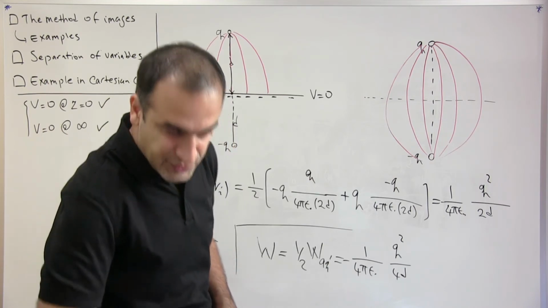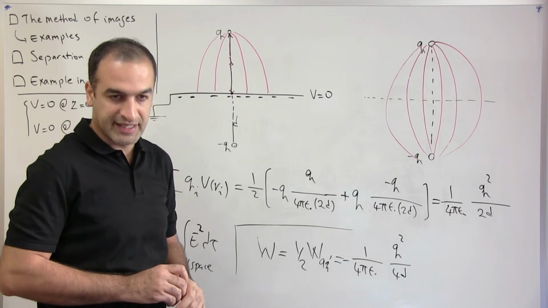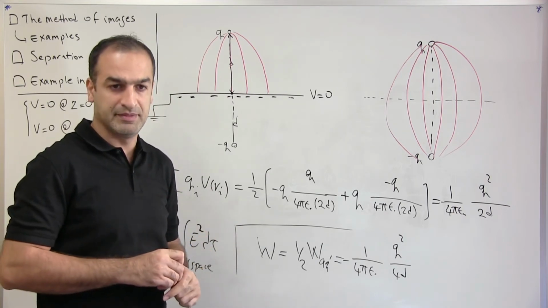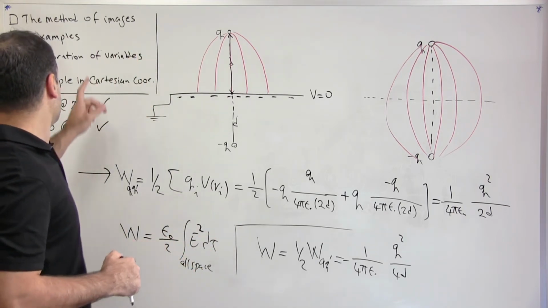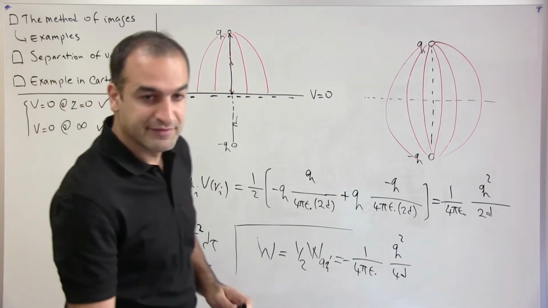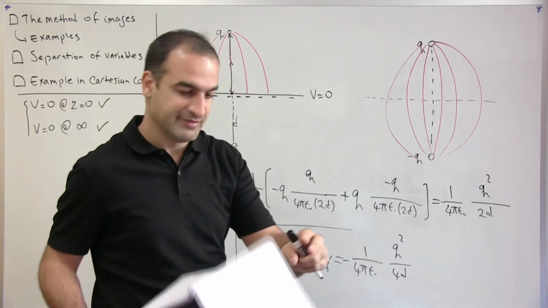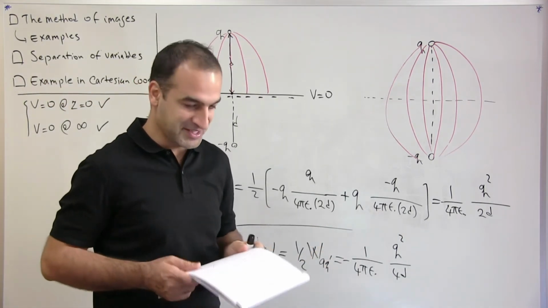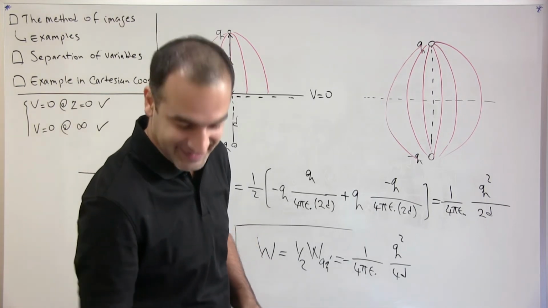So if there's no more question, I can look at the other image charge problem before moving on to separation of variables. We are moving a little slower than usual. I'm teaching a little slower than what I anticipate.